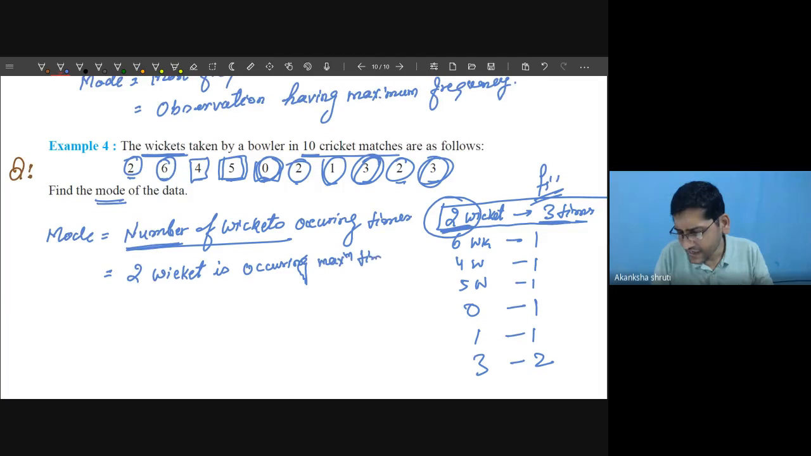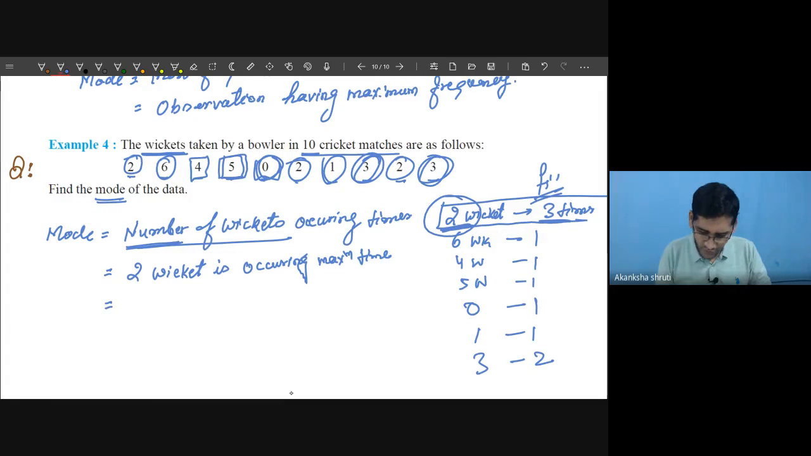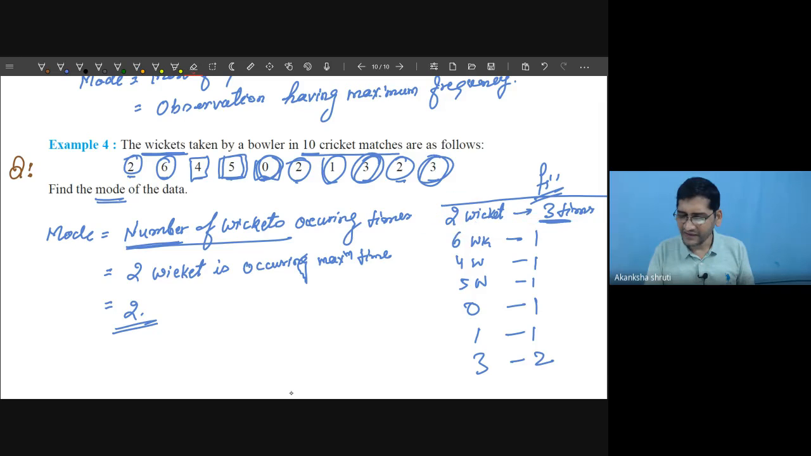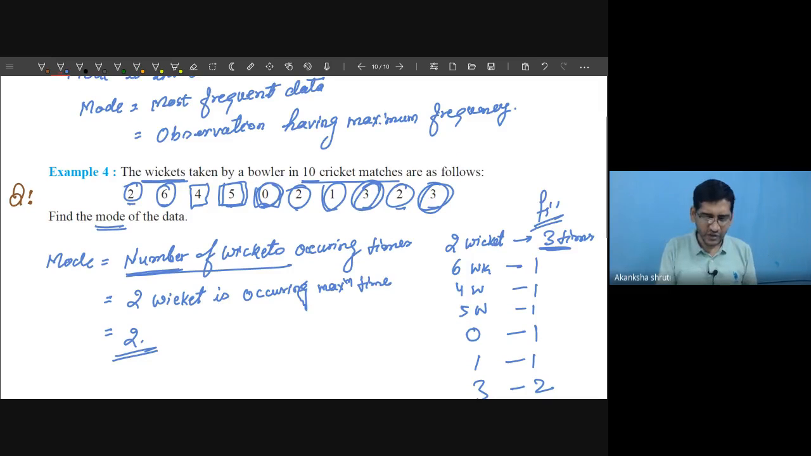Even that number of times is not required in the answer, though it is 3. Therefore, the mode is 2 itself. So it's that simple. Getting it? Whatever data is given, you just observe which data is occurring the maximum number of times. That will give you the mode. It's so simple. So mode is quite easy for ungrouped data.